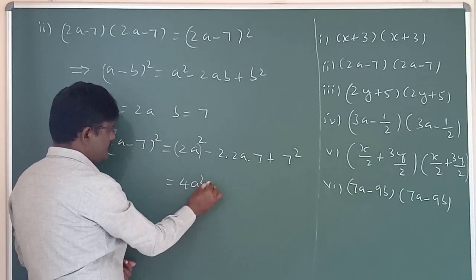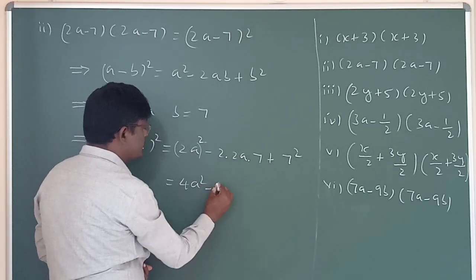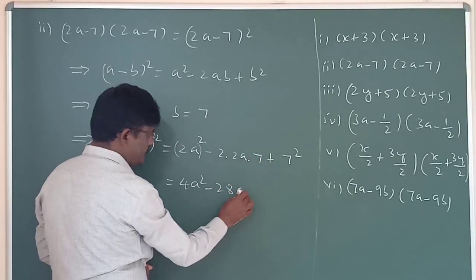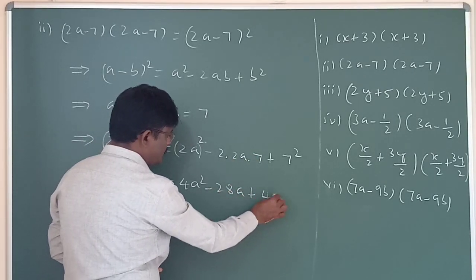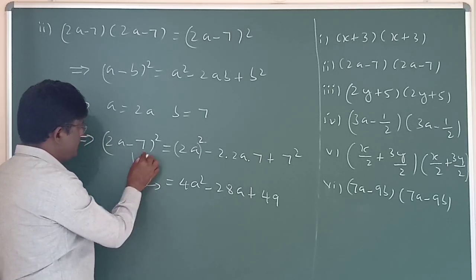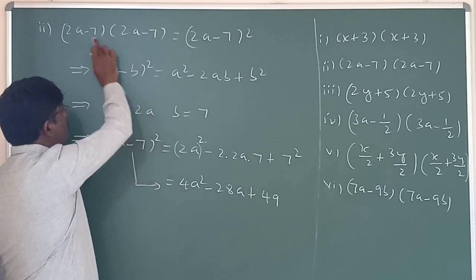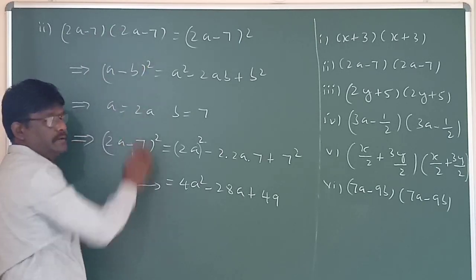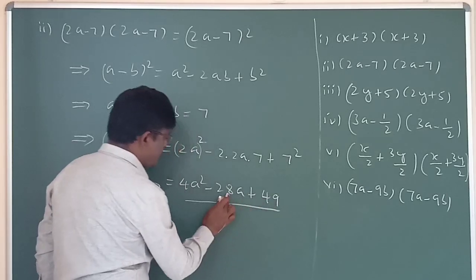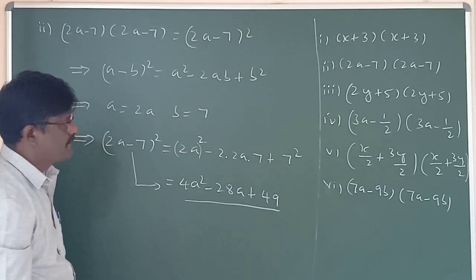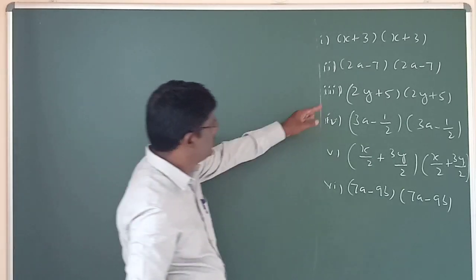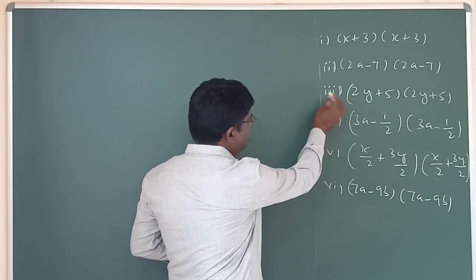4a square minus 2 into 2 into 7: 2 2s are 4, 4 7s are 28a, plus 7 square, which is 49. Thus the product of (2a minus 7) whole square, nothing but (2a minus 7) into (2a minus 7), is 4a square minus 28a plus 49. Okay children, now we shall take one more. Here the third, you only try.